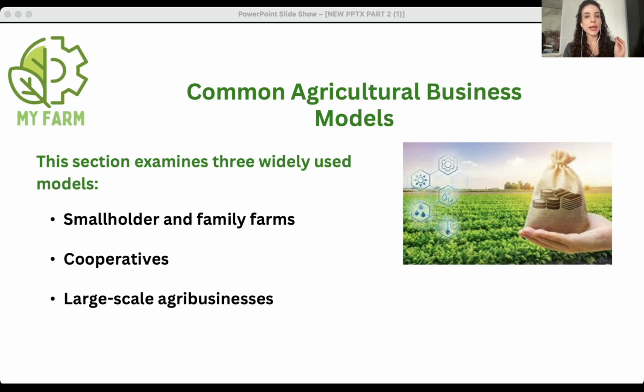Well, this section explores three key business models commonly found in agricultural contexts: smallholder and family farms, cooperatives, and large-scale agribusinesses.